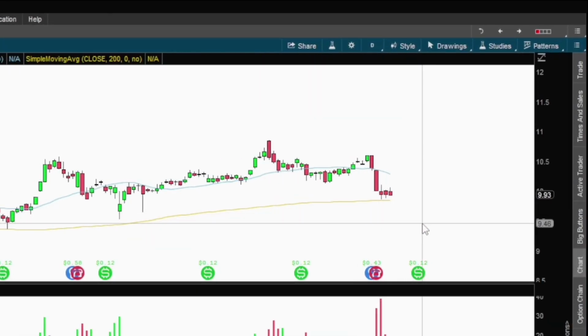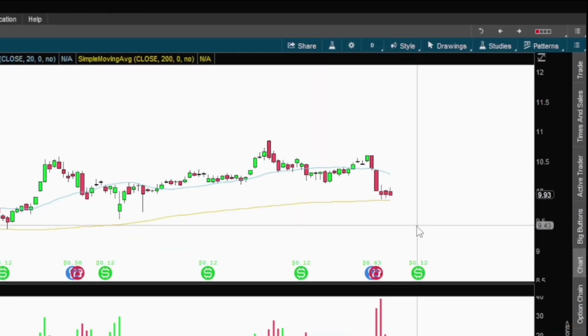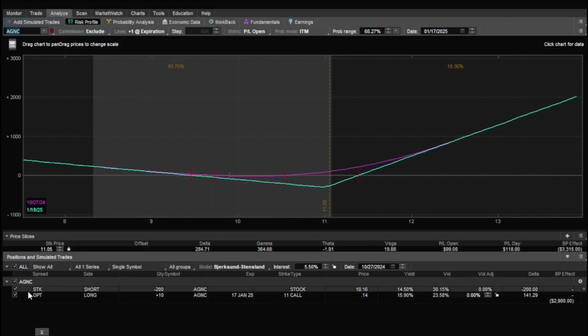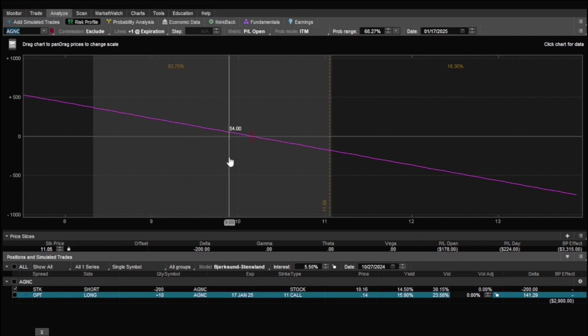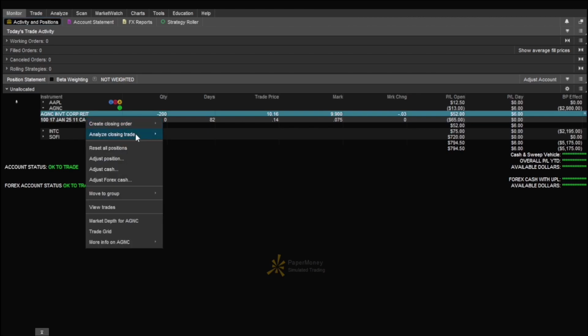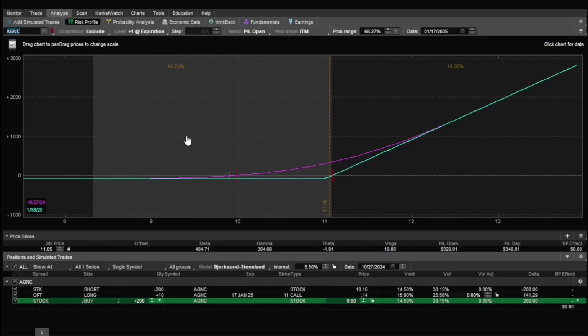So if I go and look at the chart, it's currently into a lot of support and the 200 moving average. So if I think this is the bottom for now, I can just check and analyze just my short stock position. Looks like that on its own is up 52 bucks. So what would my position look like if I take profit on that? So I'm going to right click and analyze a closing order on my short stock position. So if I did that, I'd be back to having just a long call position.